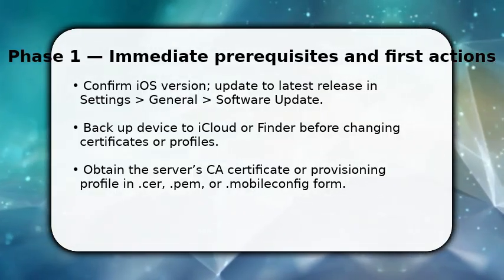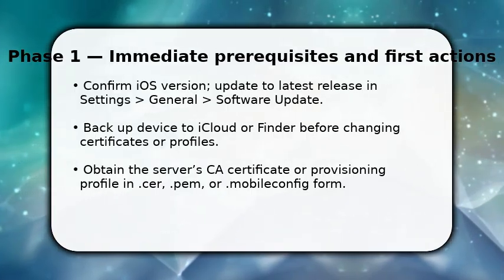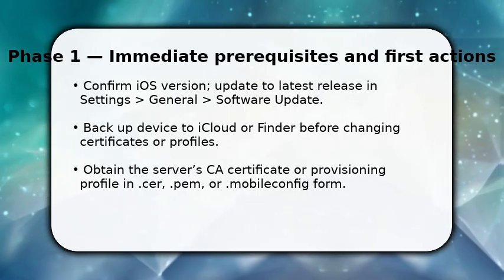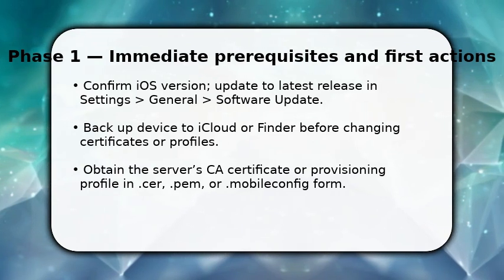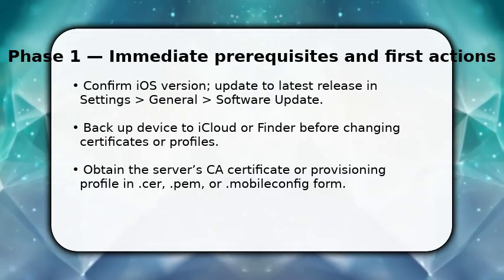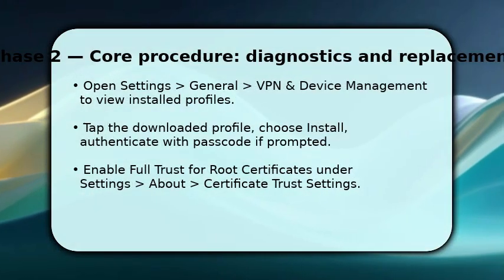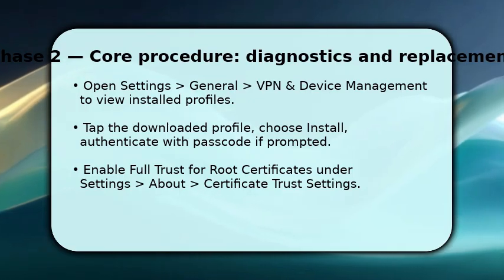Once you have the file, tap it in Mail or Safari to download or transfer via AirDrop. Install the profile in Settings, General, VPN and Device Management so the system can see the new trust anchor. Once the profile appears in Settings, tap it and choose Install. You may be asked for your device passcode and to consent to installing a configuration.